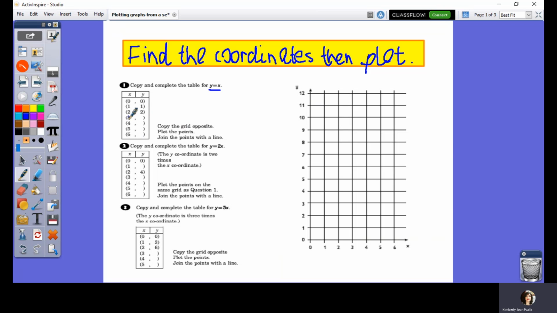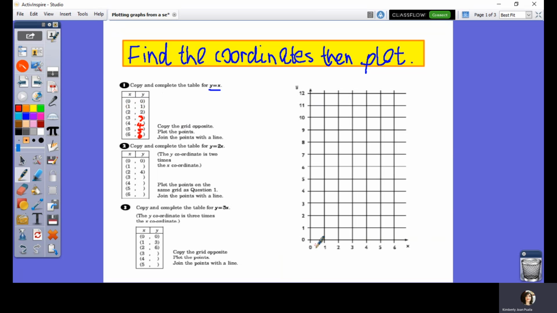1 is equal to 1, 2 is equal to 2, and here we have 3, comma 3, 4, comma 4, 5, comma 5, and 6, comma 6. Therefore, we have found our coordinates for this equation. Now we have to plot our coordinates.